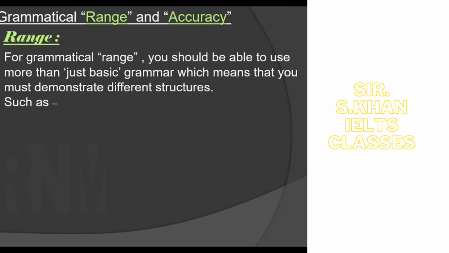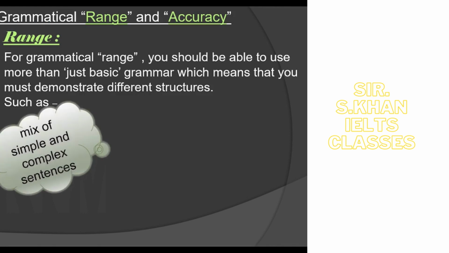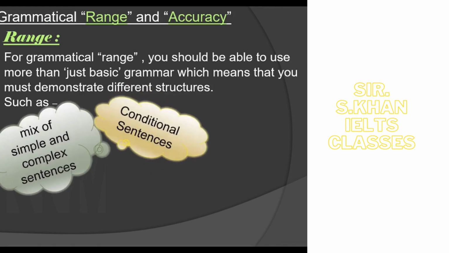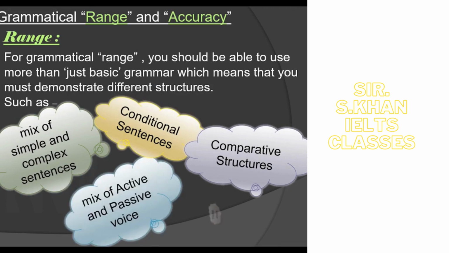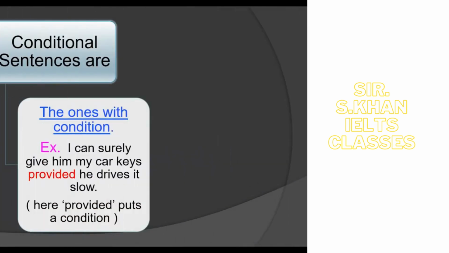Let's take up range first. For grammatical range, you should be able to use more than just basic grammar, which means you must demonstrate different structures such as a mix of simple and complex sentences, conditional sentences, comparative structures, a mix of active and passive voice, and appropriate use of modal verbs, where conditional sentences are the ones with a condition. For example, I can surely give him my car keys provided he drives it slow.